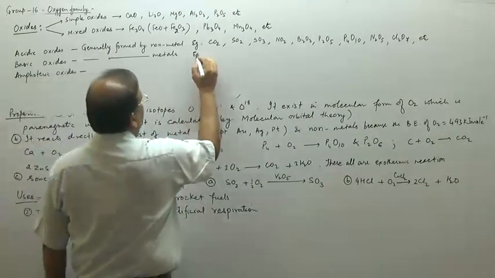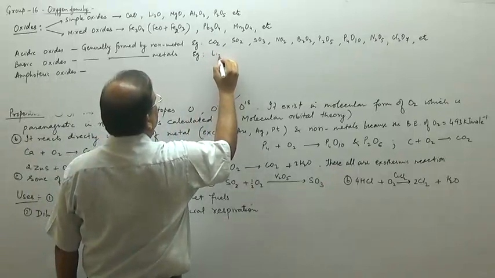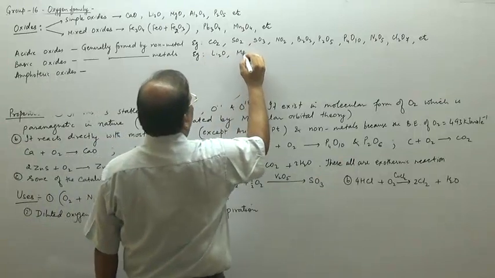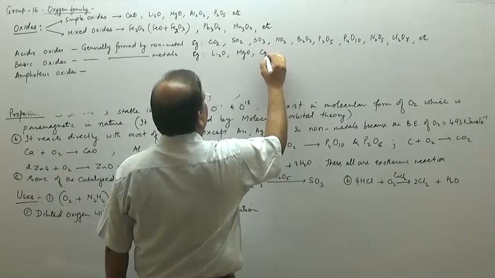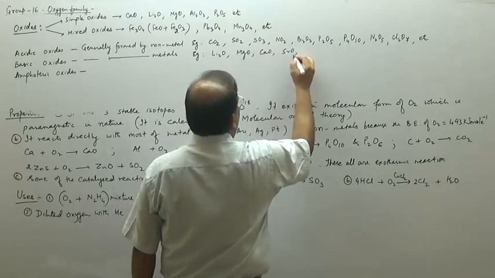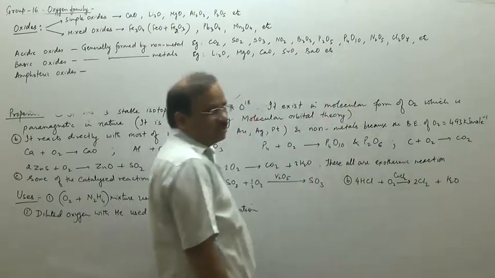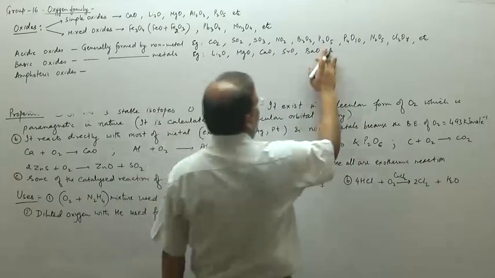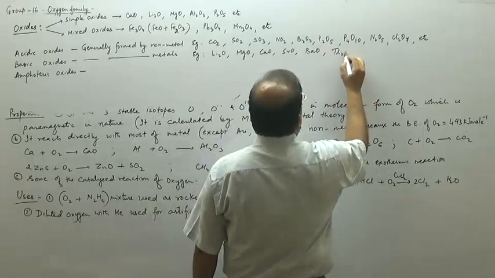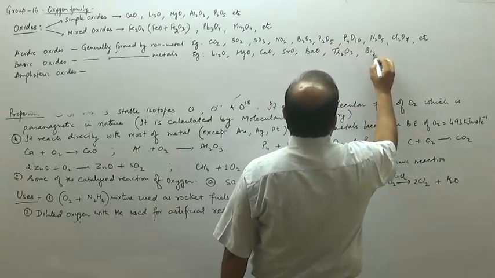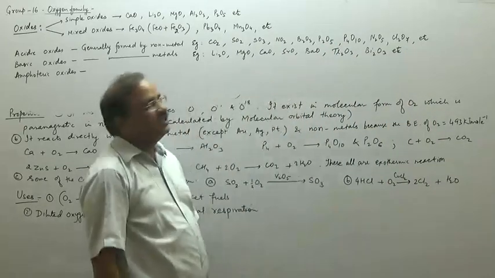The metal oxides, for example lithium oxide, MgO, calcium oxide, strontium oxide, barium oxide, etc. Metal oxides are basic in nature. Likewise Tl2O3, Bi2O3, etc. The metal oxides are basic in nature.